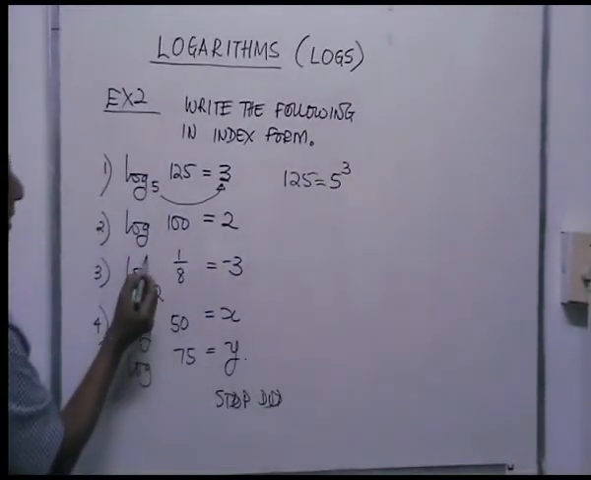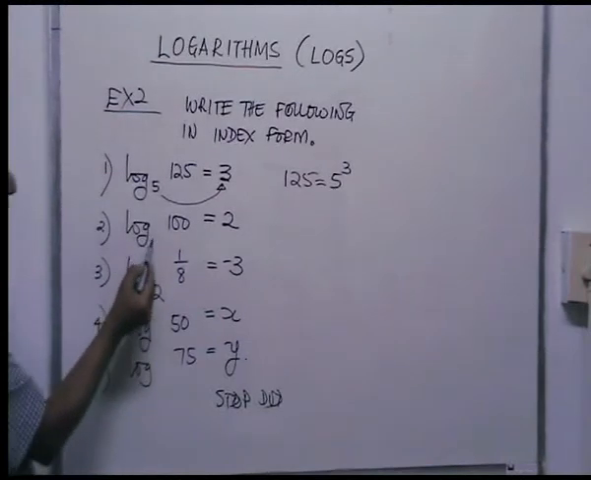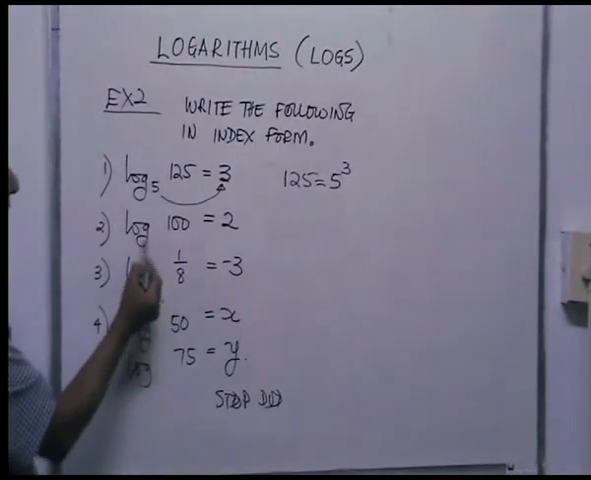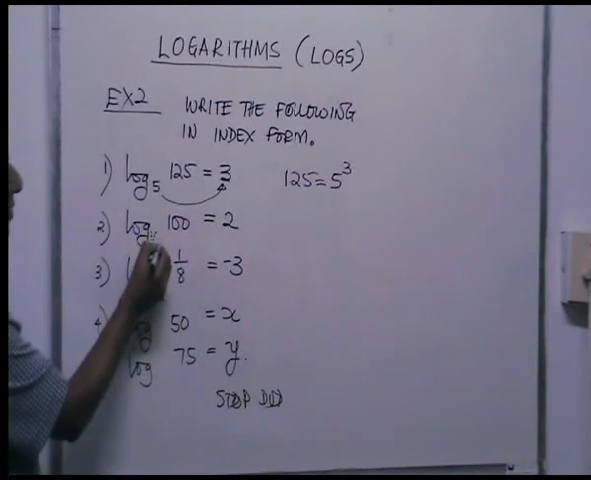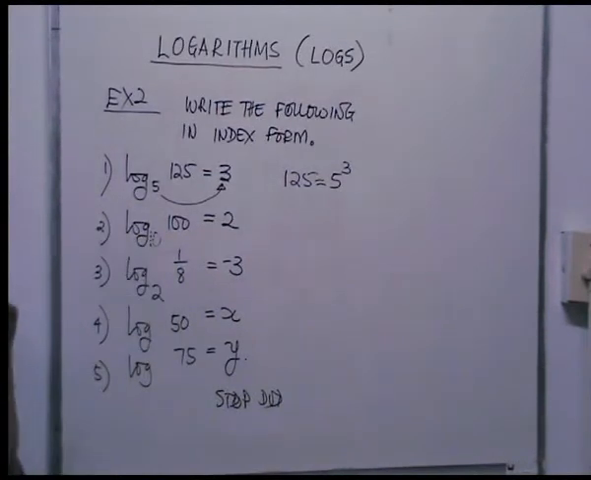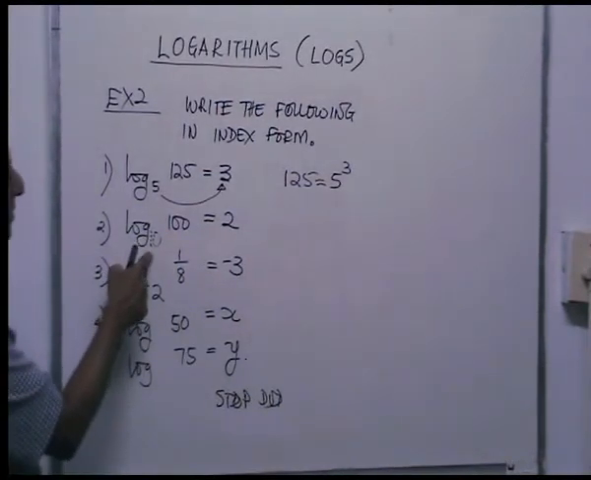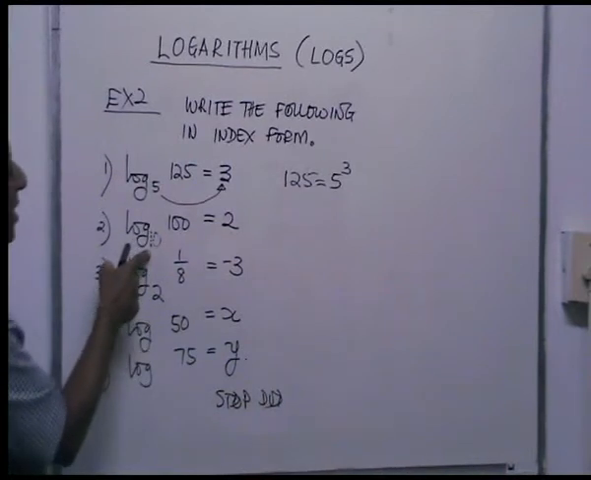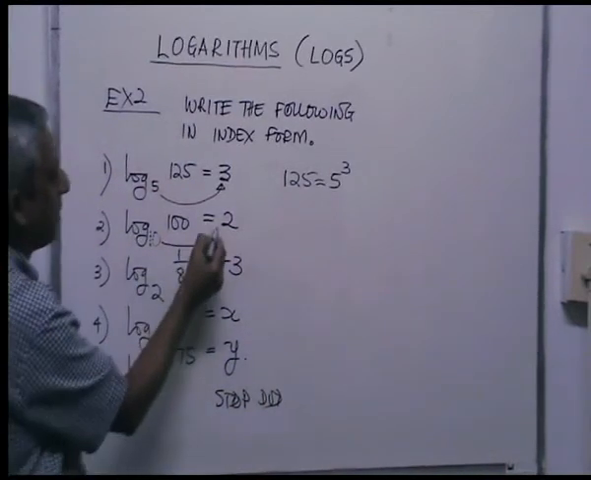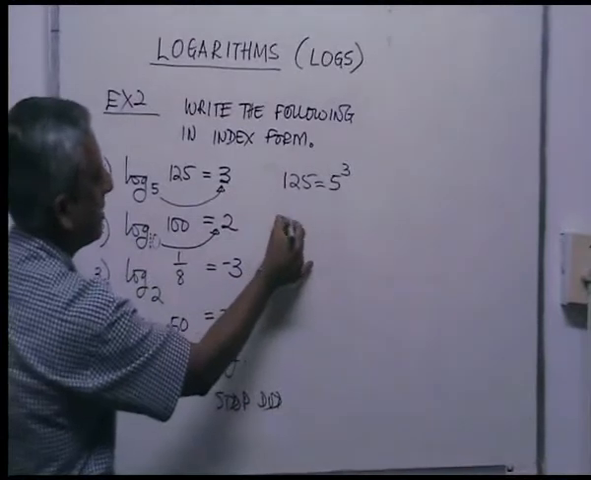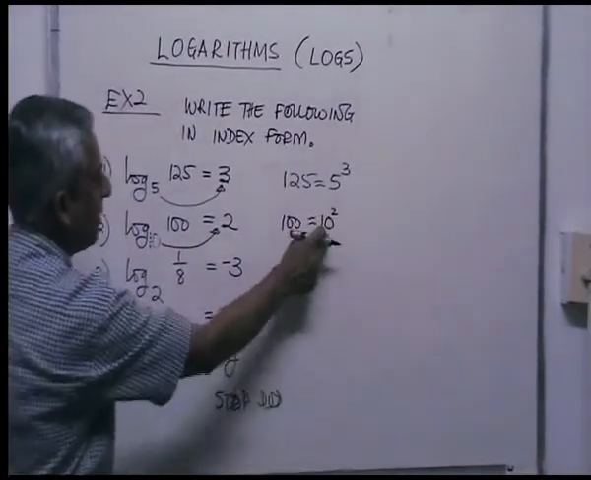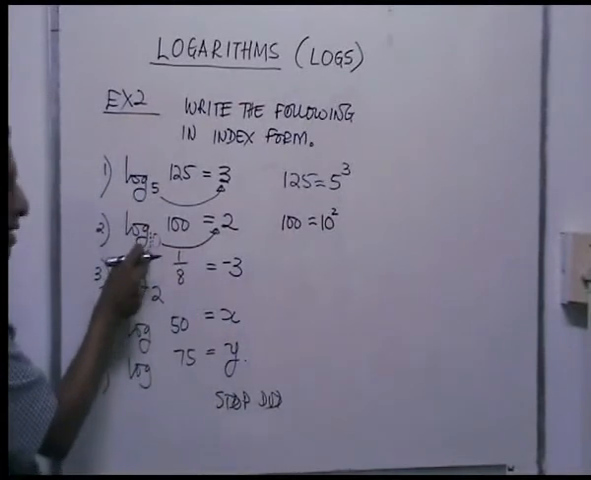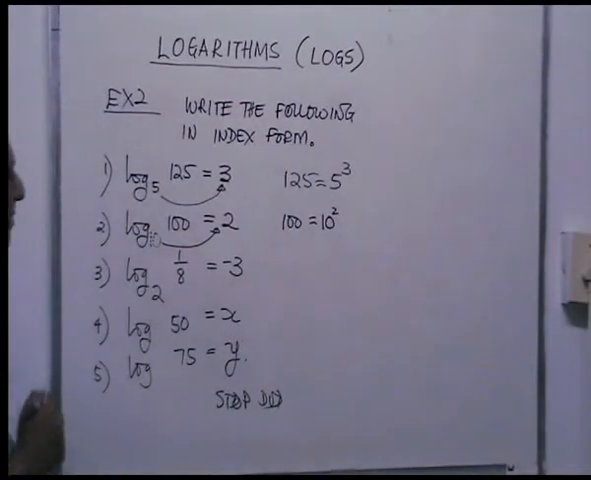Number 2. Now number 2, I've got a problem in number 2. The base is not written. Well, there's no base written here. Therefore the base is understood to be 10. The base was not written, so it's understood to be 10. So the base is 10, right? So I wrote it down now, so I will now use it. 100 is equal to 10 squared. Remember that base was not written, therefore it is understood to be 10.